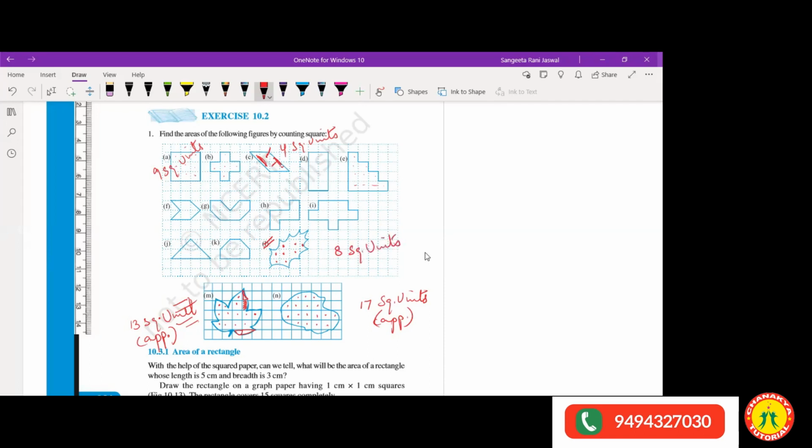Because this is our imagination. I'm finding this area as less than half. So it's your imagination. If you feel that this area is marginally greater than half the portion, you can consider it. So that's why we write here approximately.